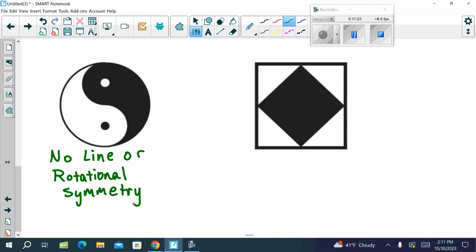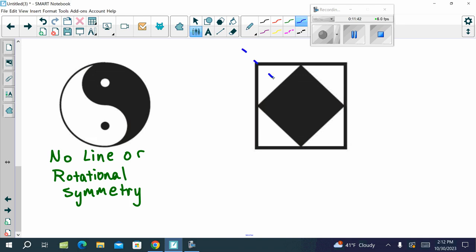All right, what about the box with the box inside of it? What do you think? Got line symmetry, good. How many lines does it have? 4, and it told us if there is line symmetry, we have to draw. So where are 4 lines?